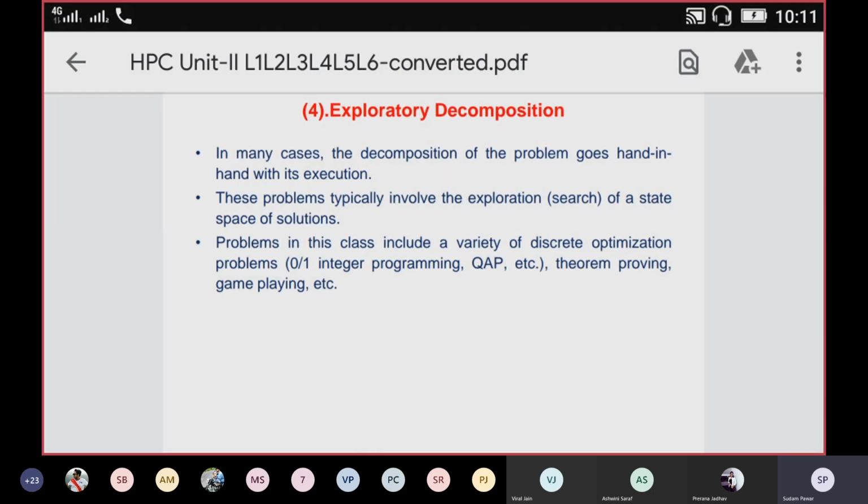Okay, so I can move on to the next type of decomposition technique, the exploratory decomposition technique.